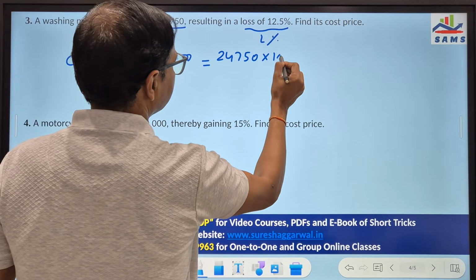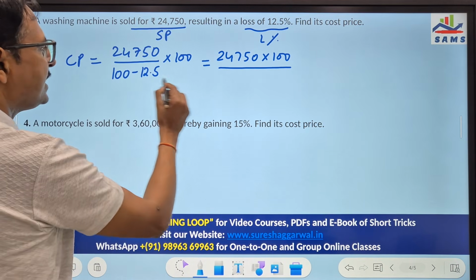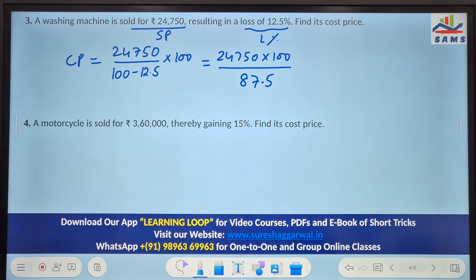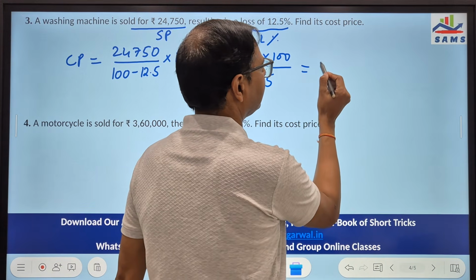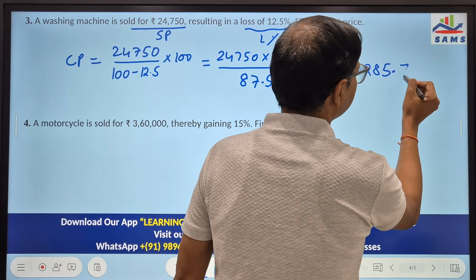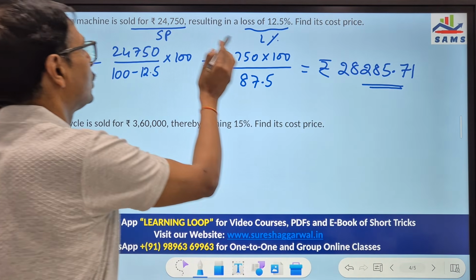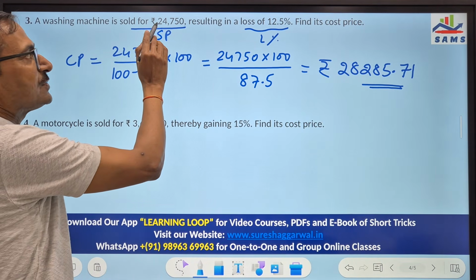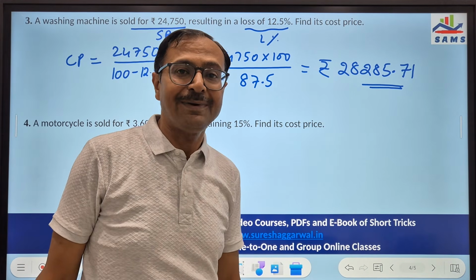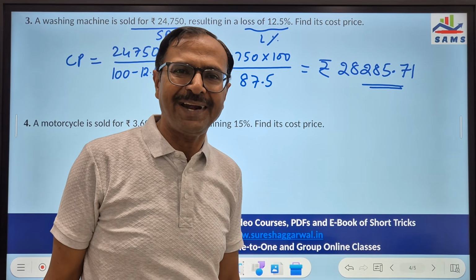So this will give me 24750 times 100 upon, this is 87.5, and now there is one basic calculation which you have to do and get me the answer, and probably I have calculated the answer already for you so that we can save time. This is 28285.71. Look at the cost price. Cost price is more than the selling price. See, selling price was only 24,750. Cost price is 28285. So obviously there has to be loss, right?